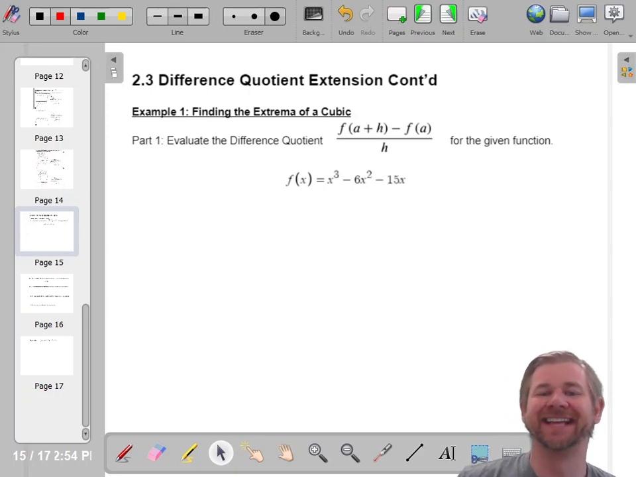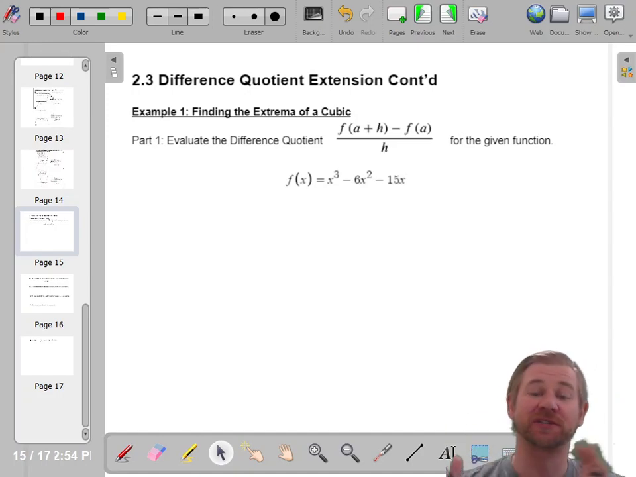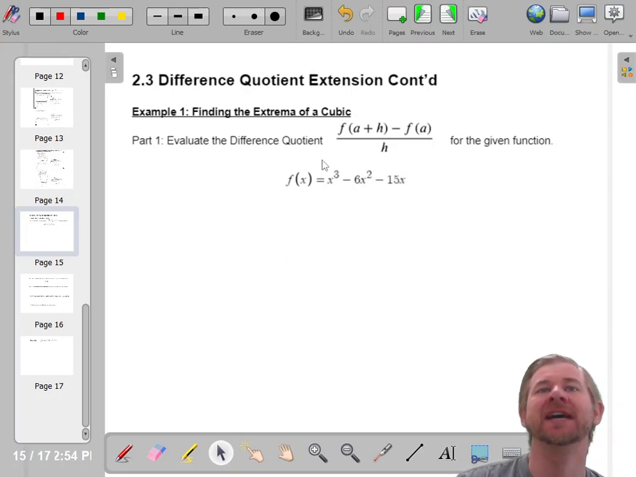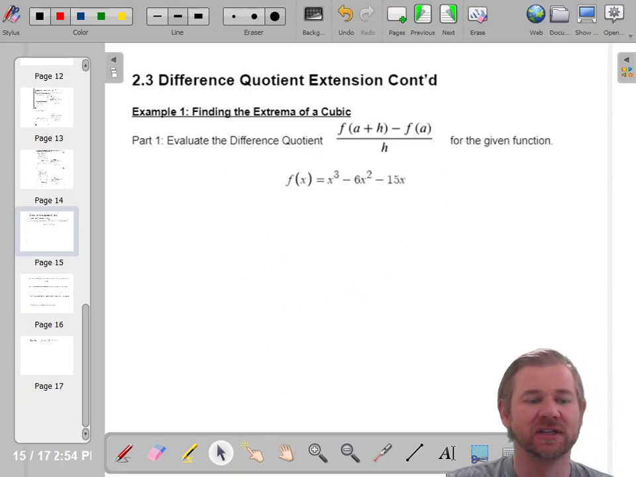Hello everyone, let's do difference quotient extension. We were just doing parabolas, now we're going to do some cubics, and I'm going to help you find the local maxes and mins. Before we get too far into this, let me show you what the goal of this exercise is.